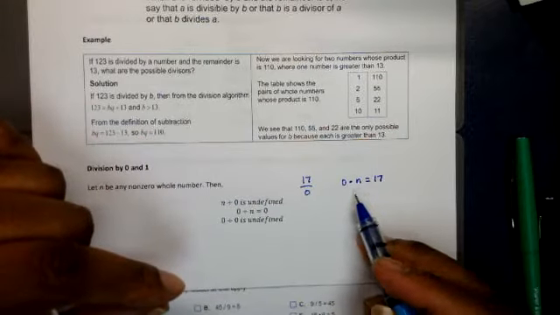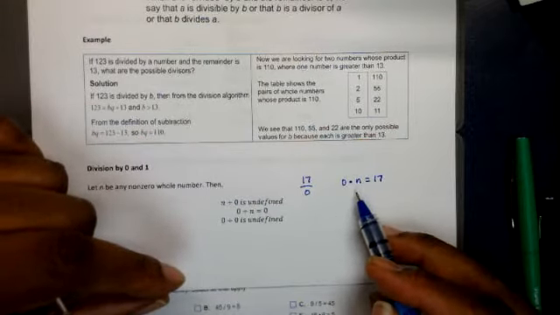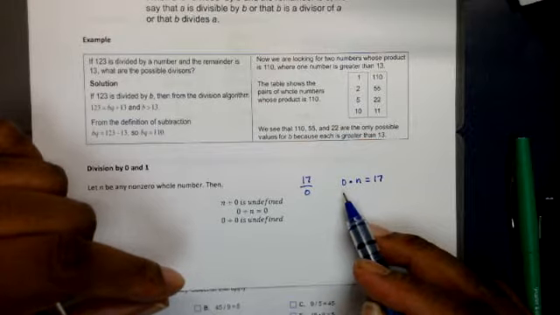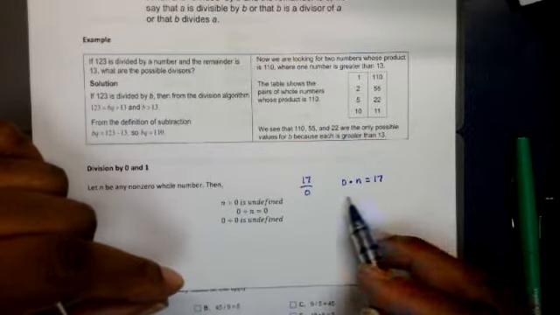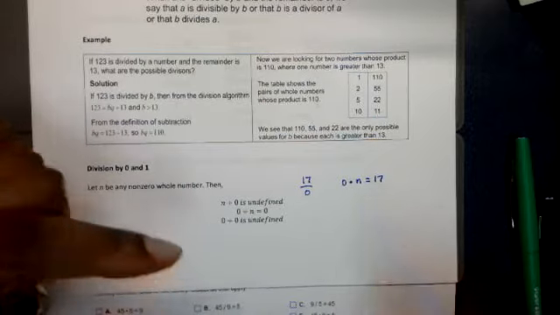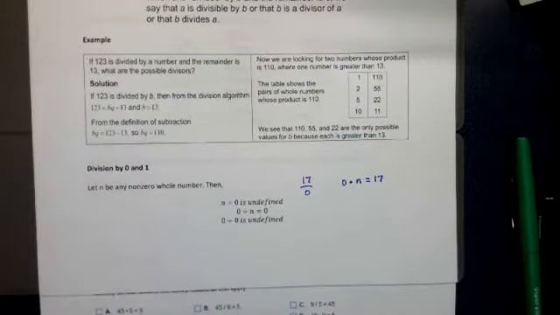There isn't any, because if I pick any n and multiply by 0, it's going to give me 0. It's never going to give me 17. So that's not going to happen. There is no number for that. So n divided by 0 is undefined, or any number divided by 0 is undefined.